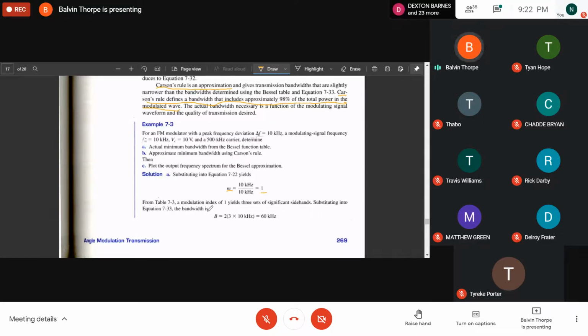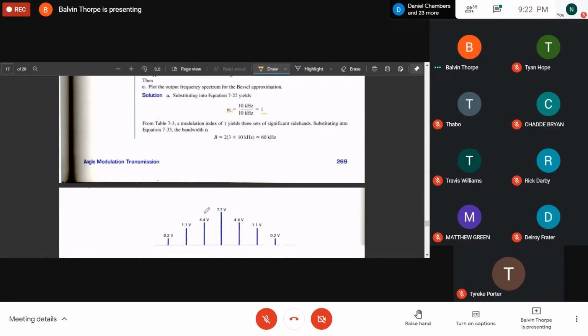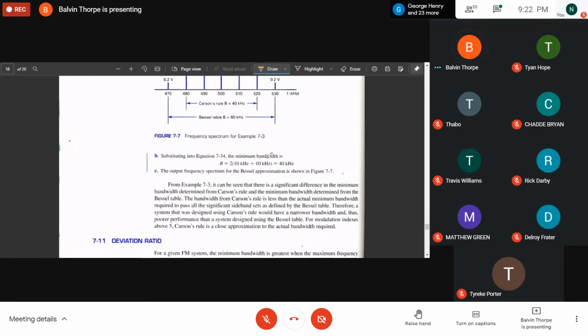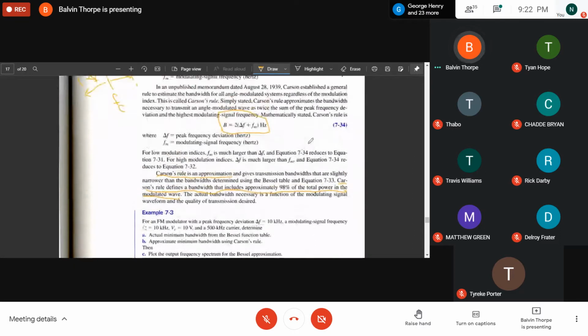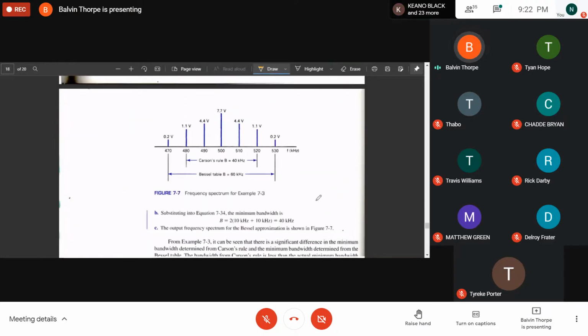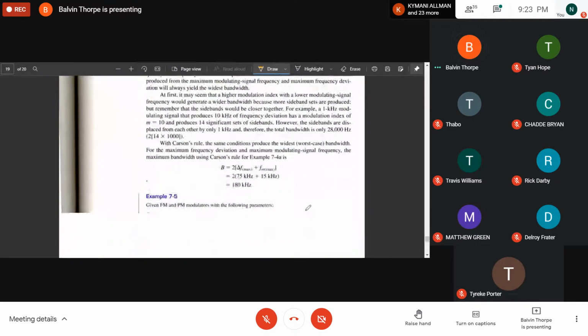However, Carson, on the other hand, says you don't need to do all of that. All you need to do is just find delta F plus FM, multiplied by 2. So what is delta F? Delta F is given already as 10. What is FM? It's also 10. So based on Carson, it's going to be 10 plus 10 times 2. 10 plus 10 is what? 20. 20 times 2, 40.